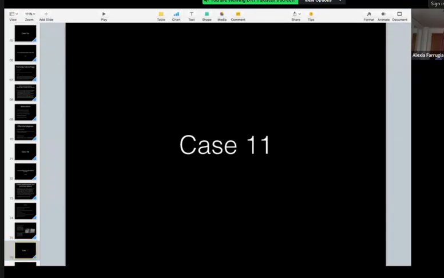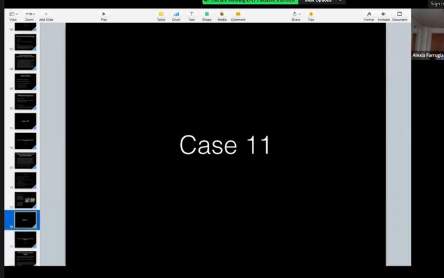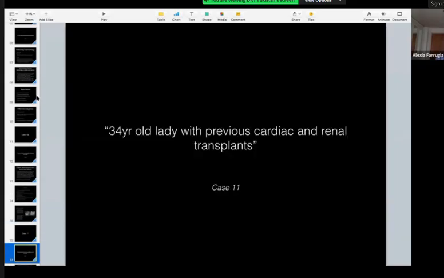Let's move on to case 11, which will be your last case. Okay, are you ready for this next case? Yeah. Case 11. This is your history. 34-year-old lady with previous cardiac and renal transplants.